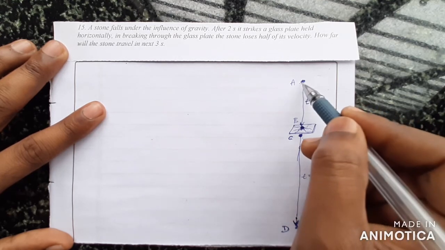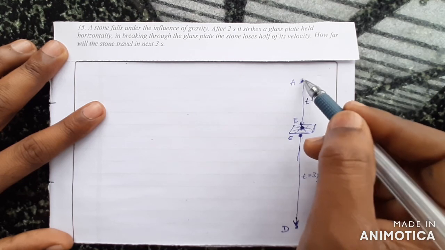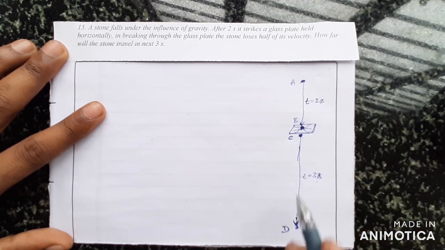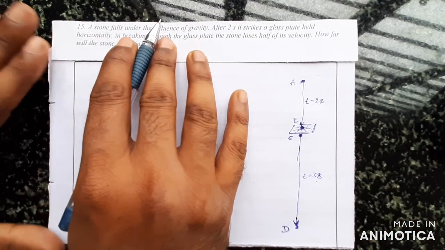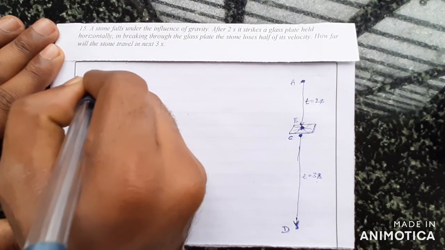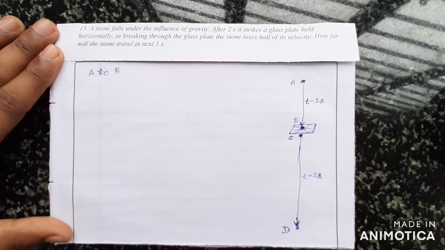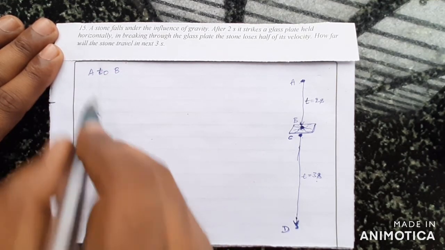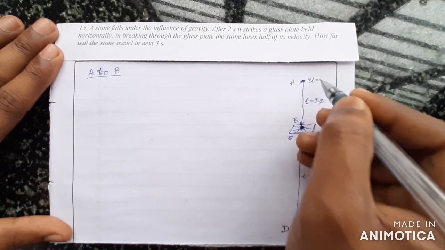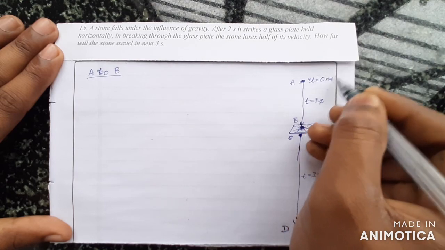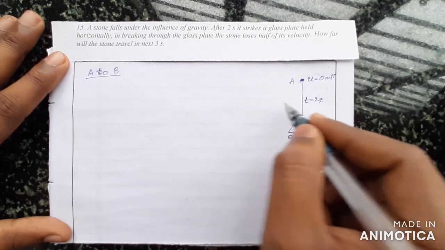So now what I will do is divide the entire motion into 2 parts. First part from A to B, the second part from C to D. First I will work on the motion from A to B. Here you can see that initial velocity is 0 because it is falling freely, and time is 2 seconds.